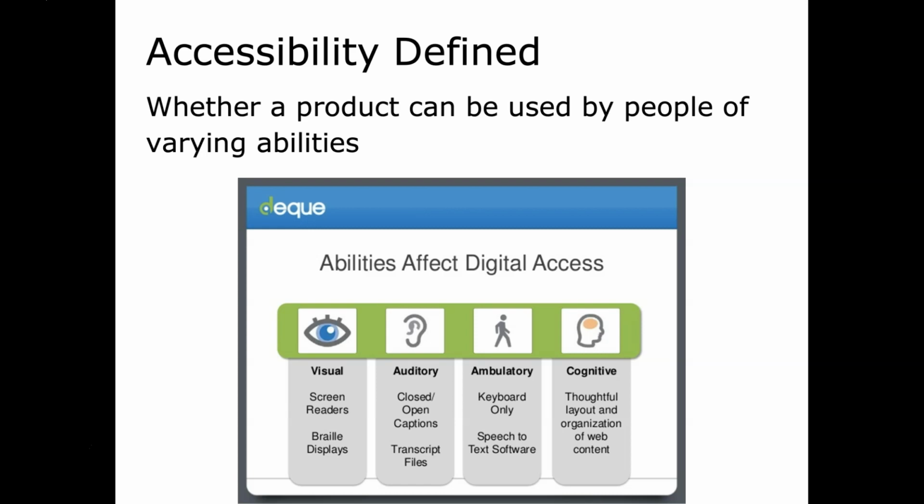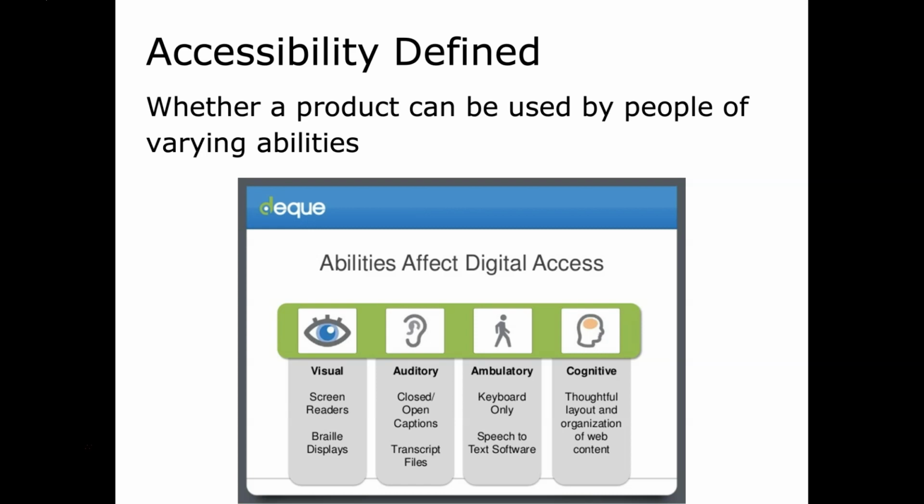Auditory accessibility relates to the ability of individuals with hearing impairments to be able to learn from audio content. Closed or open captions are synchronized text alternatives to audio for video recordings. Transcript files convert the dialogue of a video or podcast to a static document.